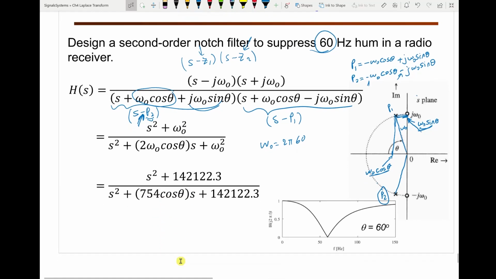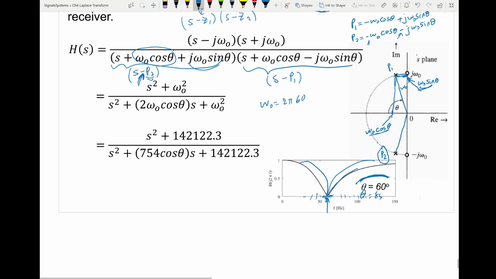So it is up to you how close you want the filter to pass higher and lower frequencies. The more you make theta close to 90 degrees, the faster it will grow. But if you have noise that is not just a pure tone, you have more noise here, a smaller theta will suppress more of this noise. But if you make theta like 85, it will suppress that point, but this noise will stay. So it depends on your application. You decide how much theta you want it to be.